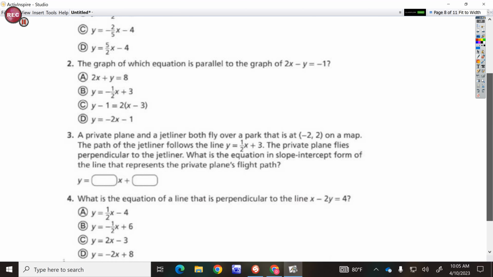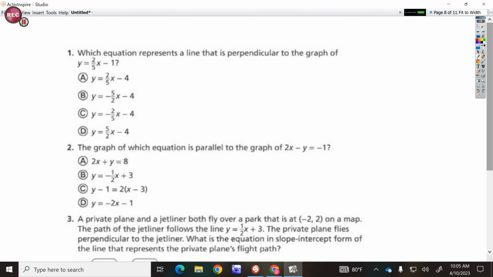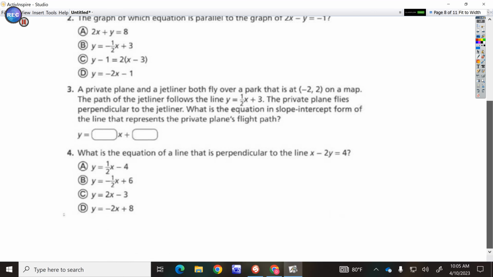All right, let you try this on your own for 5 minutes. This is just a parallel perpendicular quick quiz. So it's just 4 questions. It was 6. I took 2 out.